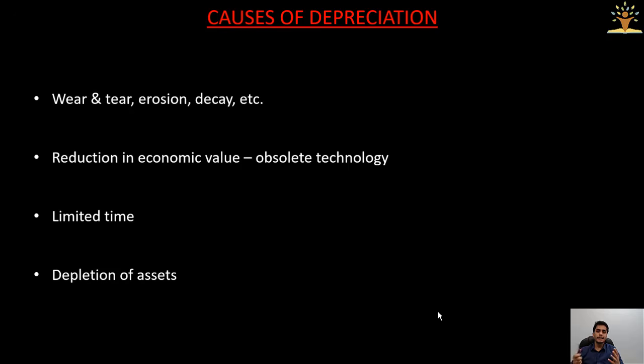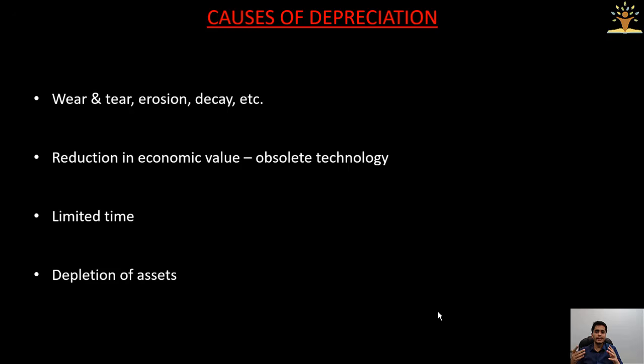Second, some assets don't wear off physically, but they become obsolete in nature. For example, you buy a laptop, a computer, a mobile phone, or any technological item. Now they don't physically wear off so soon. They can be used in good condition for the next 3, 4, 5 years. But does the technology last for so long? No, it becomes obsolete maybe in 1 year, 2 years. So once the technology is obsolete, that asset has no value left. So another cause of depreciation is fall in the economic value, even though physical wear and tear is not there.